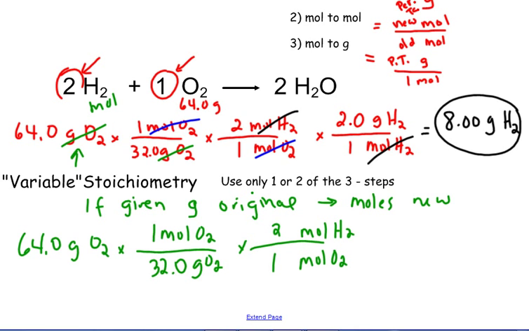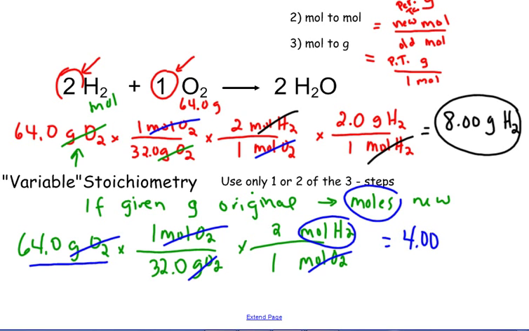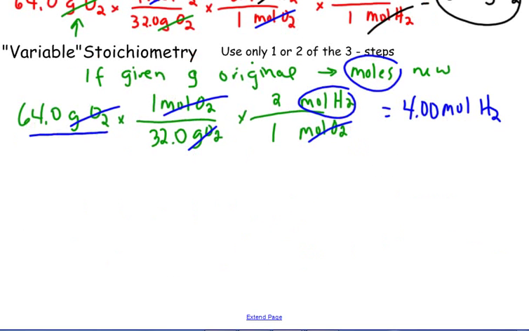This problem stops here. If I give you grams of the original substance and I ask you to find moles of the new substance, that stops here. Everything else is going to cancel. All right? So in this case, you would have 4 moles of H2. Okay? So if grams of original is given to you and you have to find moles of the new, you're doing the first 2 fractions.